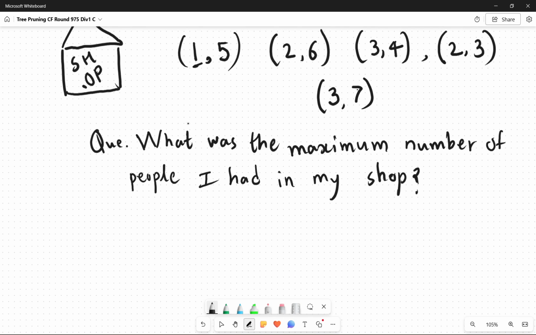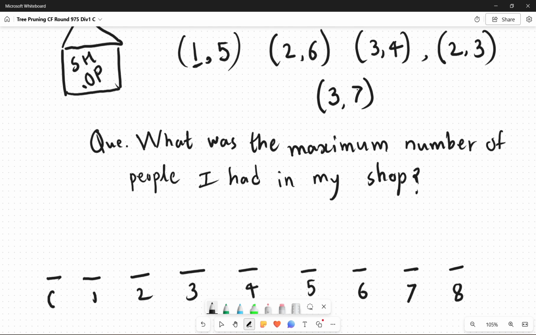So this is my first second, this is my second, this is the third, the fourth, the fifth, the sixth, the seventh, and this is the eighth second, and of course the start time, the 0th second. Whenever a customer comes, say a customer arrives at 1, I will do plus 1 at position 1, because there's a customer in my shop at time 1.